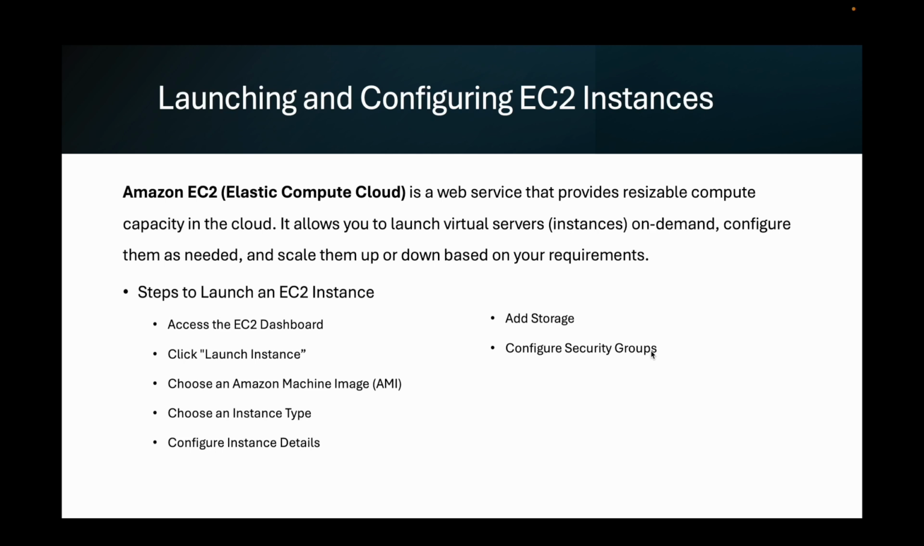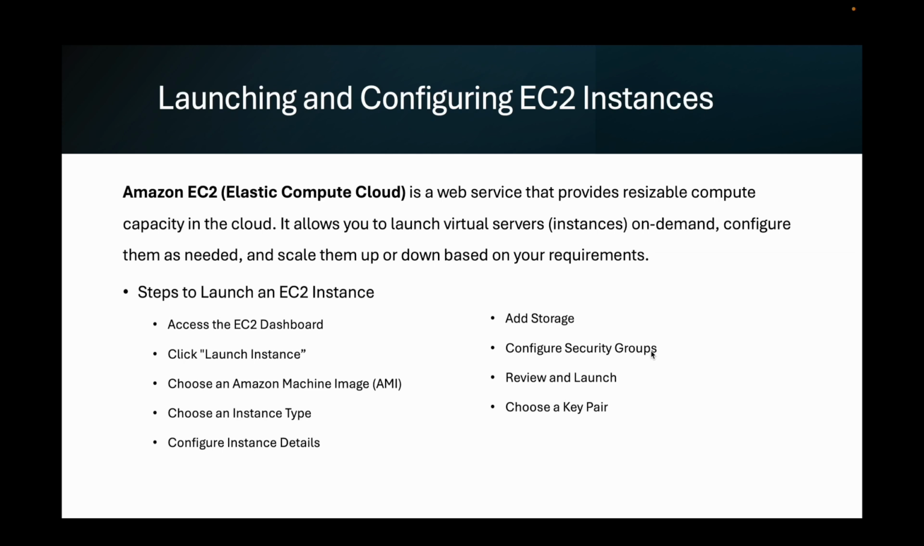Configure security groups. Security groups act as a virtual firewall for your instance, controlling the inbound and outbound traffic. You need to allow specific traffic, for example SSH on port 22, HTTP on port 80 for web servers. Best practice: restrict SSH access to your own IP address for security. Next, review and launch. Once you've configured the instance, review all settings and click launch. Choose a key pair.